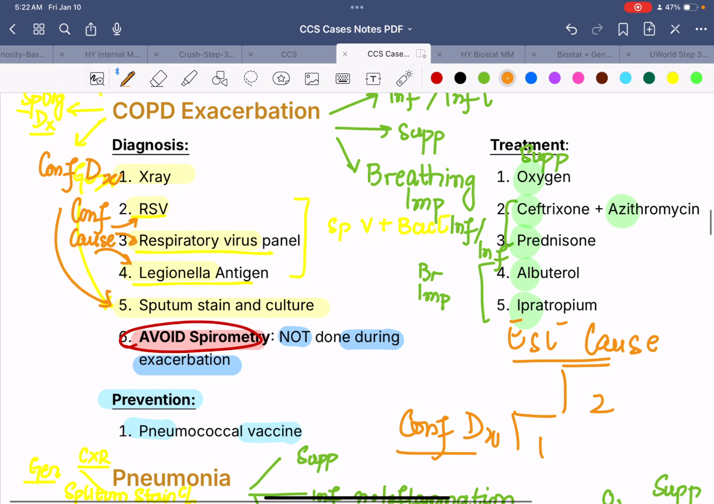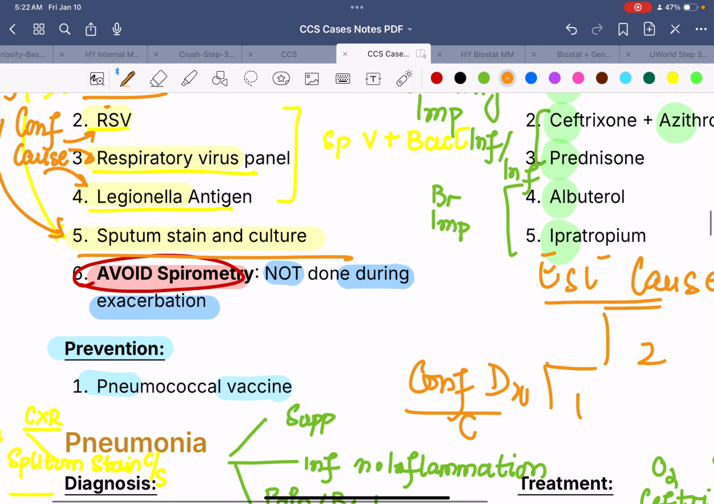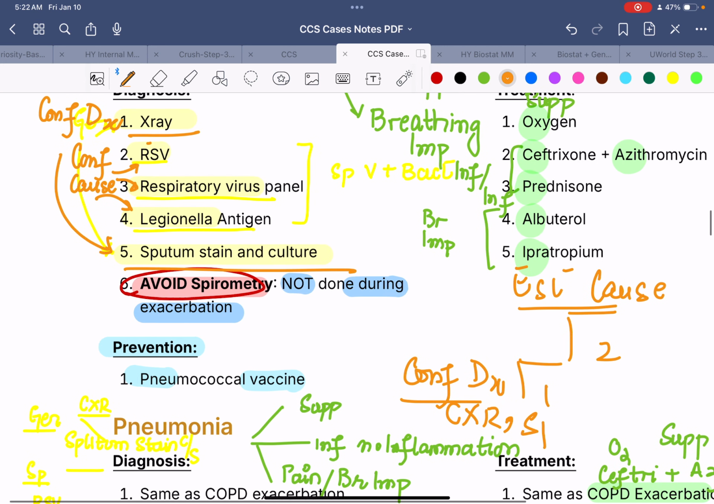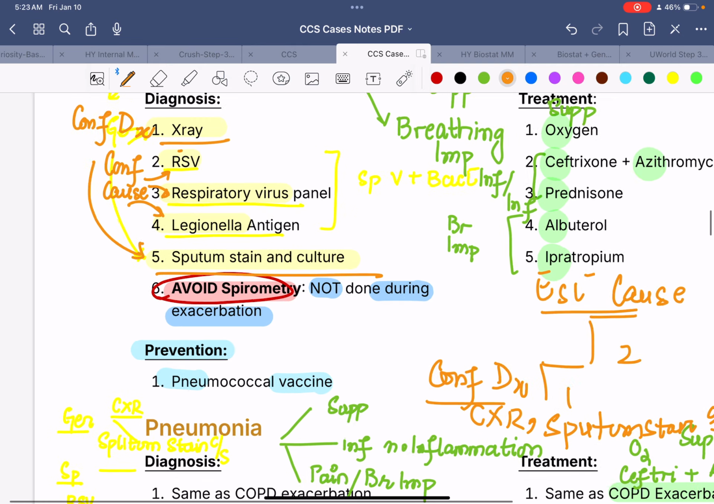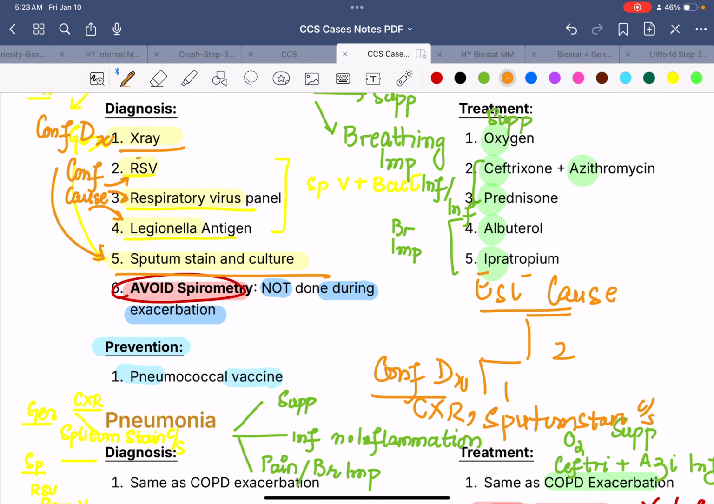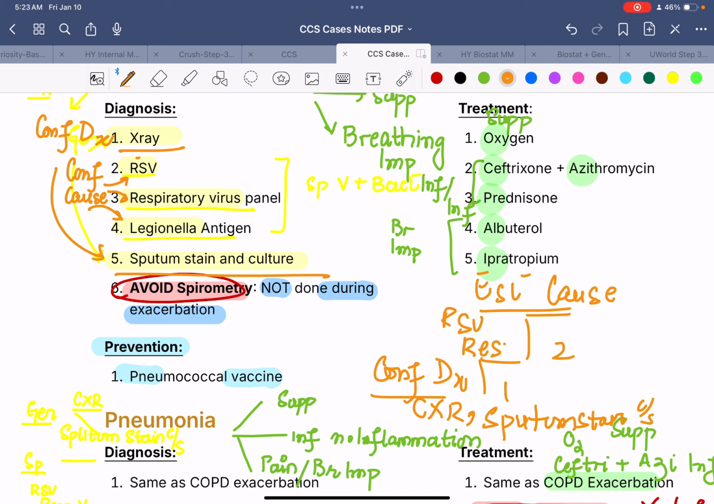So in order to confirm the diagnosis, we have two tests, which are chest x-ray and sputum stain and culture sensitivity. So chest x-ray will show that it is an exacerbation, and then of course in sputum stain, if you have some bacteria, you can visualize it, and culture sensitivity will prove that bacteria. So that's confirming the diagnosis. Then you have to establish the cause, which is with the viral panel or the antigens for the bacteria, and that includes RSV, respiratory virus panel, as well as Legionella antigen.